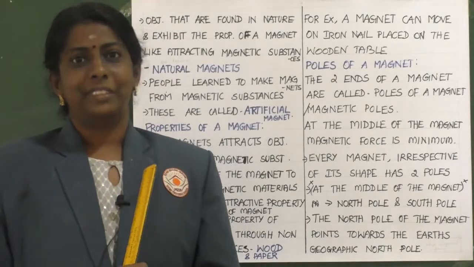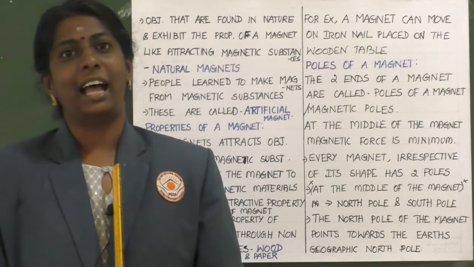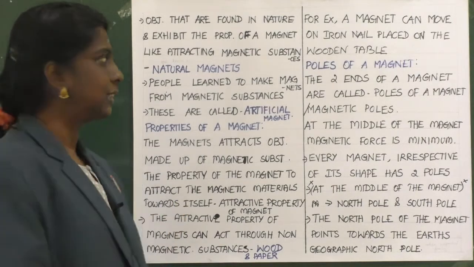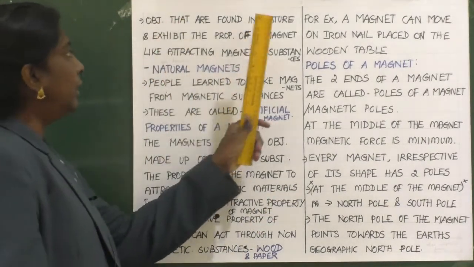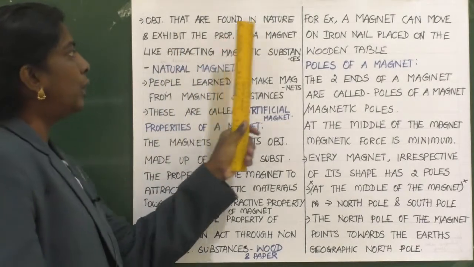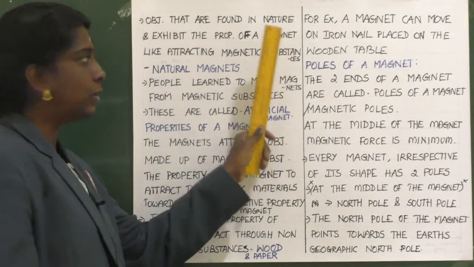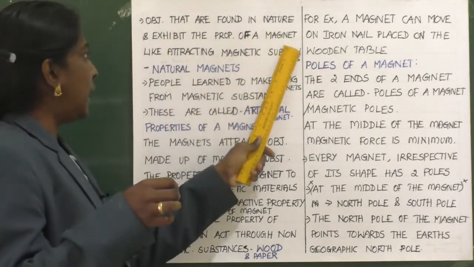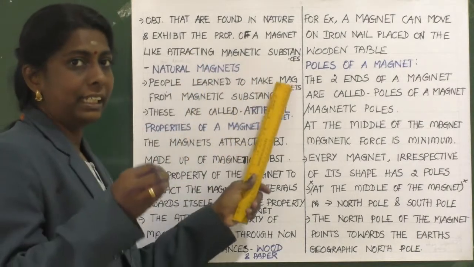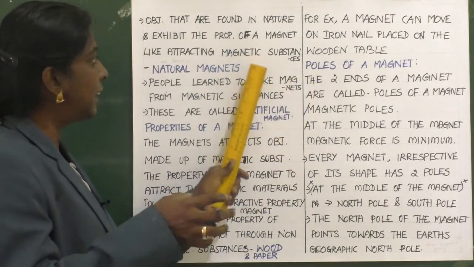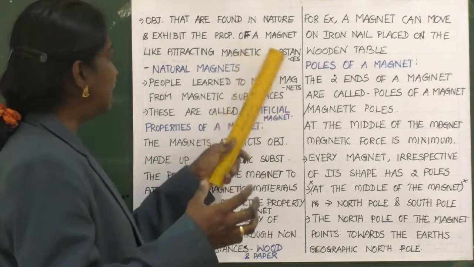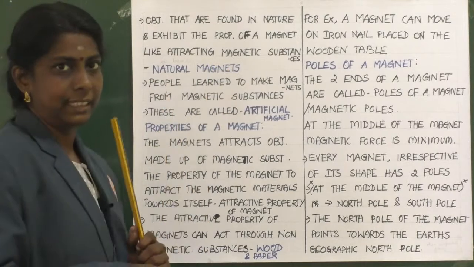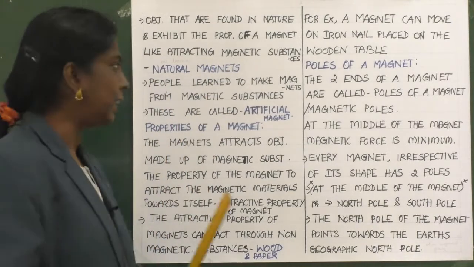Children, now first let us learn about natural and artificial magnets. So, what do you mean by natural magnet? Objects that are found in nature exhibit the property of a magnet, like attracting magnetic substances. That property is there naturally. That is why it is known as natural magnets.